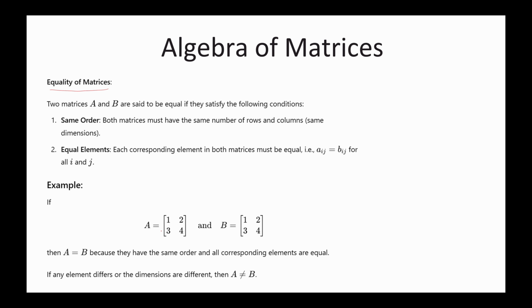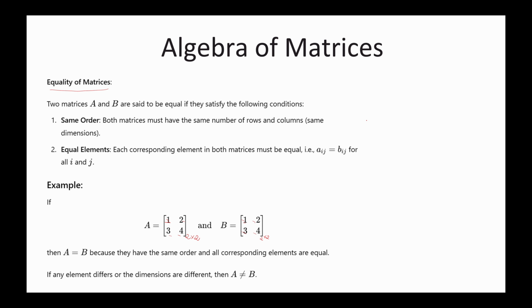So for example, here you can see that 1 is equal to 1. First of all, you check the order. This is a 2 cross 2 matrix, this is also a 2 cross 2 matrix, and then you check all the corresponding elements. 1 is equal to 1, 2 is equal to 2, 3 is equal to 3, 4 is equal to 4. That means this is an equal matrix.